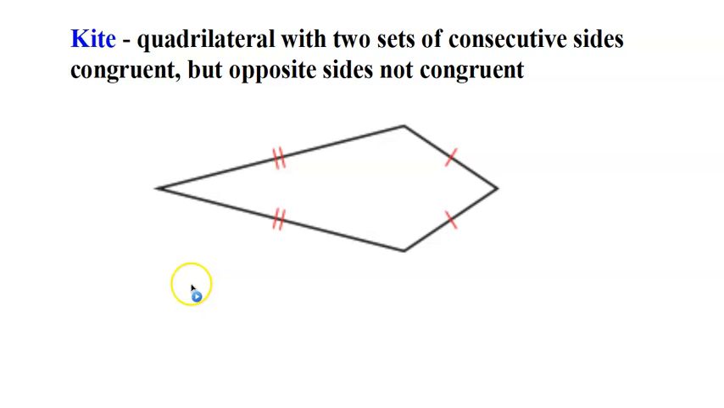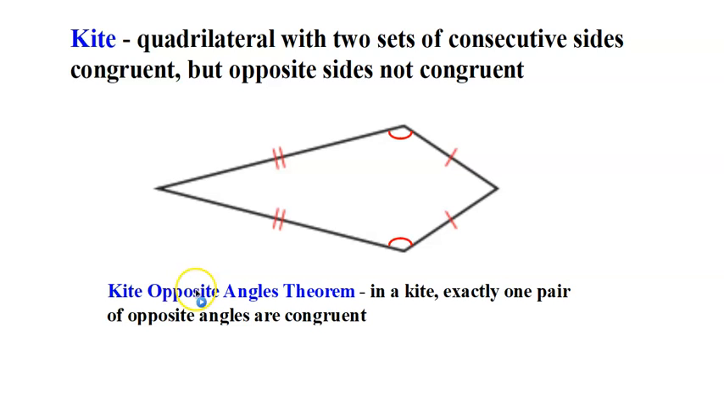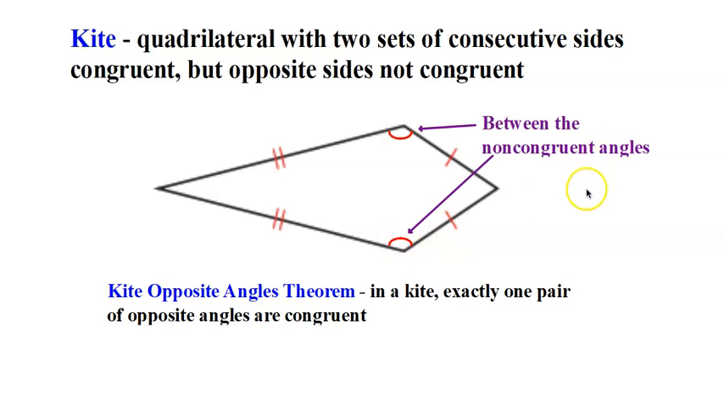Now, this does give us a couple of little theorems, a couple of things here. First off, in a kite, there will be exactly one pair of opposite angles congruent. Only one. Always one pair of opposite angles congruent, and that pair will always be the pair that is in between the non-congruent sides. All right, every time.